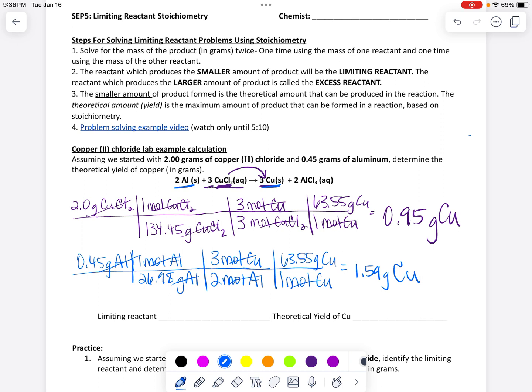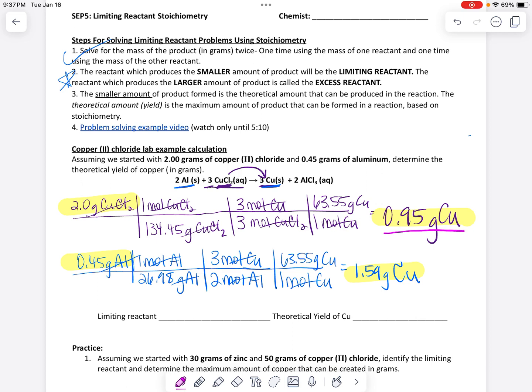Okay, so now I have done step 1. Now I want to see which reactant produces the smallest amount. So when I look, I see that my 2 grams of copper chloride makes 0.95 grams of copper. My 0.45 grams of aluminum could theoretically make 1.59 grams of copper. So that means my smaller amount clearly is 0.95 grams. So this is all that I can make. We call this our theoretical yield.